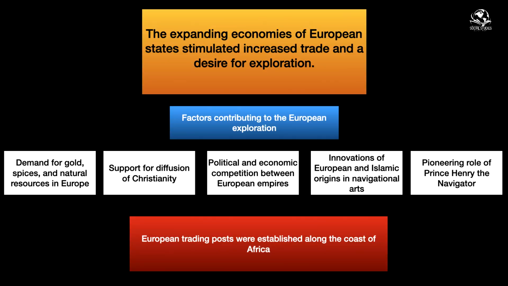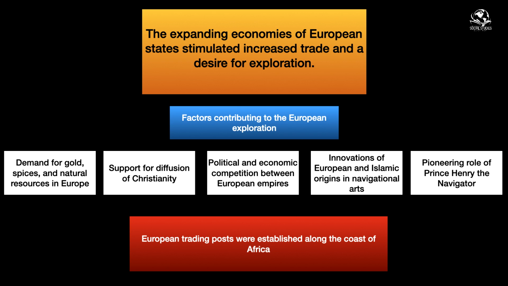So the last slide of information is factors contributing to the European exploration. So there's the demand for gold and spices and natural resources in Europe. So they're coming into Africa to trade for these goods. There's support for diffusion of Christianity. That's another of the vocabulary words. Diffusion is to spread out. Christianity is spreading, kind of like Islam spread.